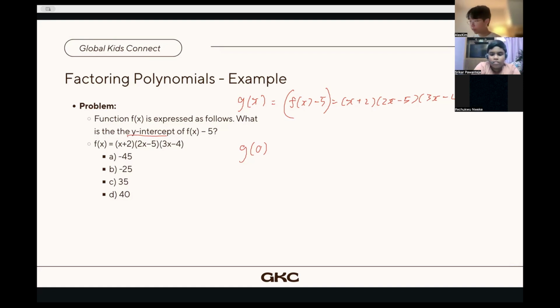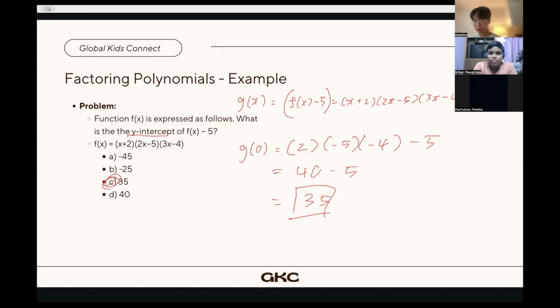We'll plug in 0 for its value. And so from here, we just plug in 0 to this entire function that we wrote on the right-hand side. If we were to do that, then we get positive 2 times negative 5 times negative 4, and then at the end, minus 5. So if we were to solve through this, then we get a value of negative 10 plus 40 minus 5, which will equal positive 35. And so our answer will be choice C, or 35.